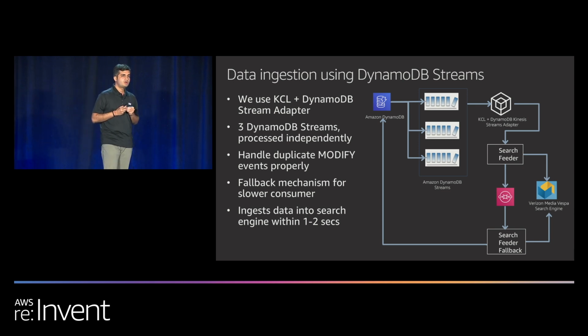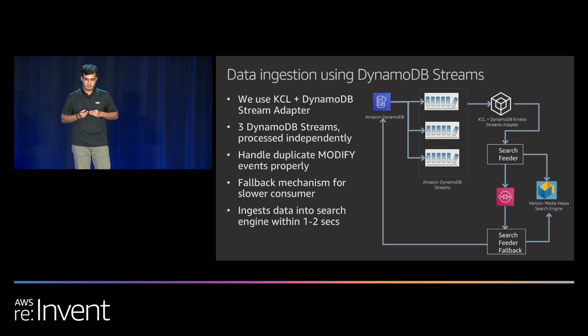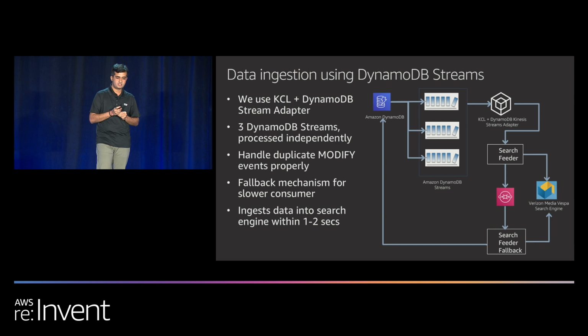For this fallback, we decided to use SQS. Whenever an exception or failure occurs in our primary feeder, we write that message into the SQS. There is a service attached to that SQS which reads this failure message, goes to DynamoDB to get the latest snapshot, and writes that back to our search engine.